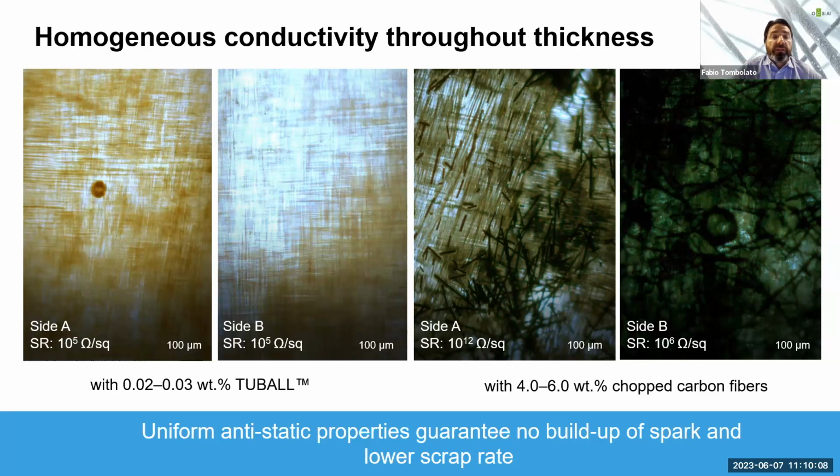The same system you can see on the left, enriched with only 0.02, 0.03% of TUBALL graphene nanotubes. And as you can see, it was possible to achieve a surface conductivity which is uniform from one side to the other in the range 10^5 ohm per square. And the net effect was homogeneous conductivity also through thickness in the same range, 10^5 ohm per centimeter.